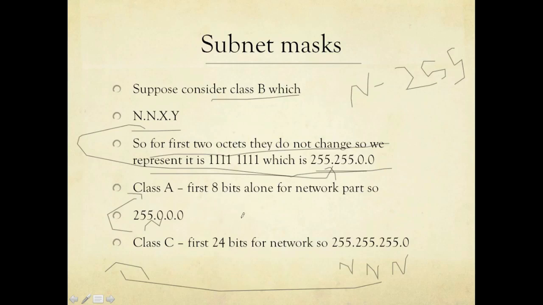And for class A, the first 8 bits alone are for the network part, so 255.0.0.0. And for class C, the first 3 octets are represented, so it is 255.255.255.0. So each octet is filled, so it's not going to change. See the diagram: it will have an IP field and a subnet mask field to determine this. Just have a look at this slide.